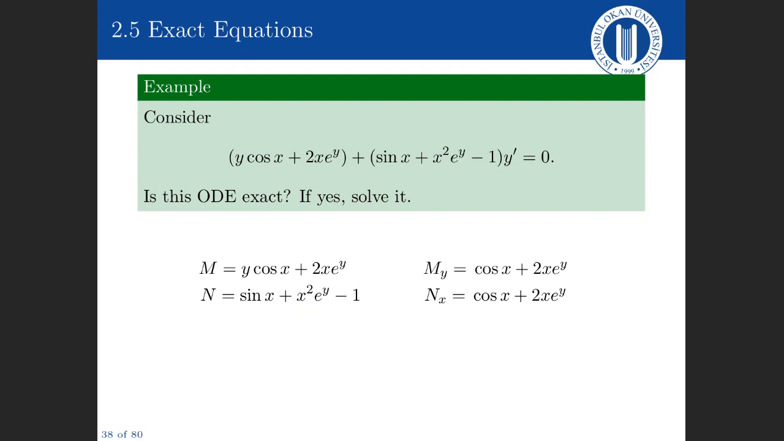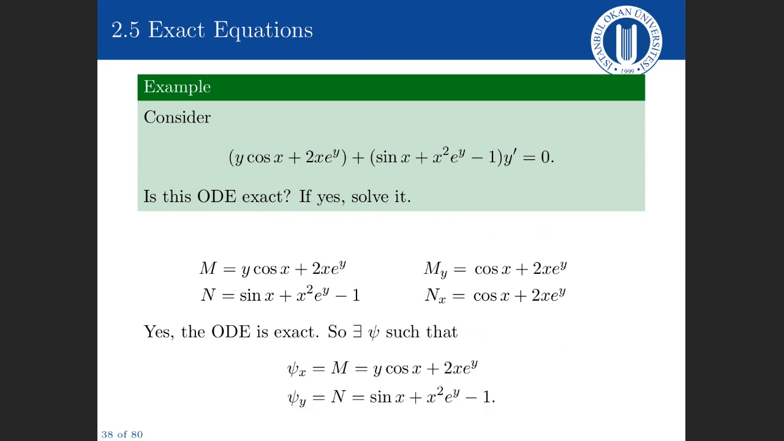Now look at these two functions. These two functions are the same. Because M_y is the same as N_x, this means that the equation is exact. This means it's possible to find the special function psi.